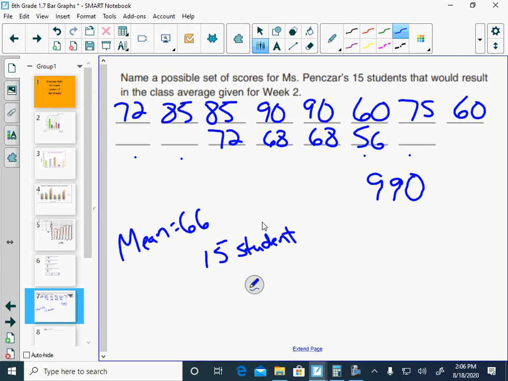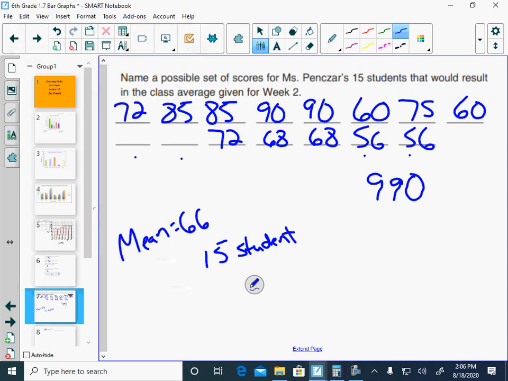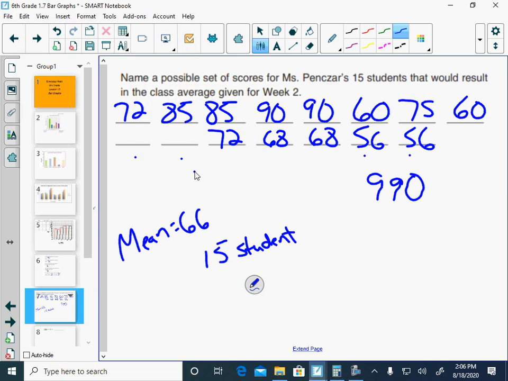Uh-oh, we're going to have some low scores, but you kind of see how we're doing this. Minus another 56. And then we're going to have minus a 25. This student really didn't study. For these two students, we have a 28. So a possible set of scores for these 15 students will result like this.